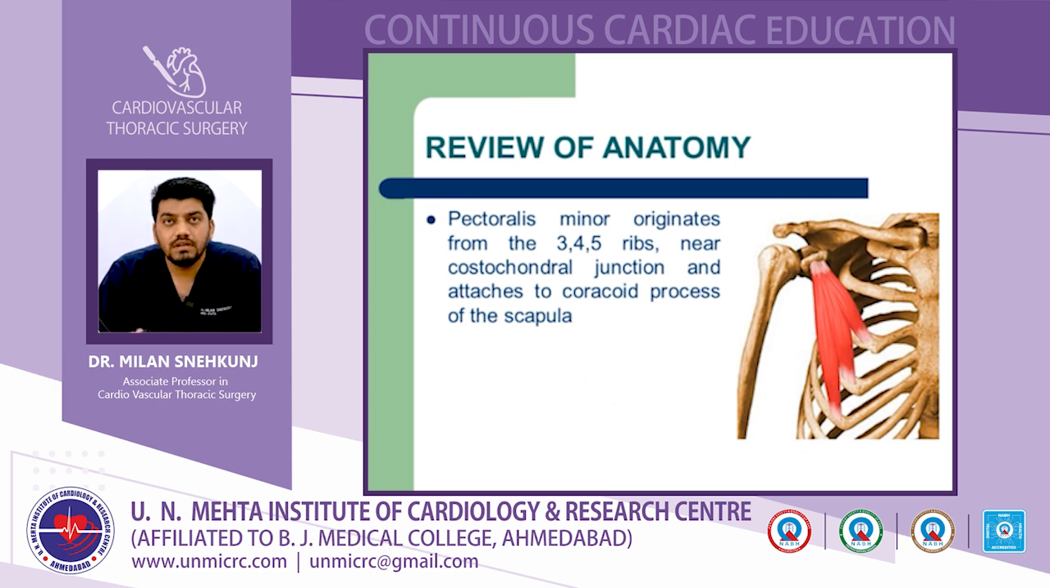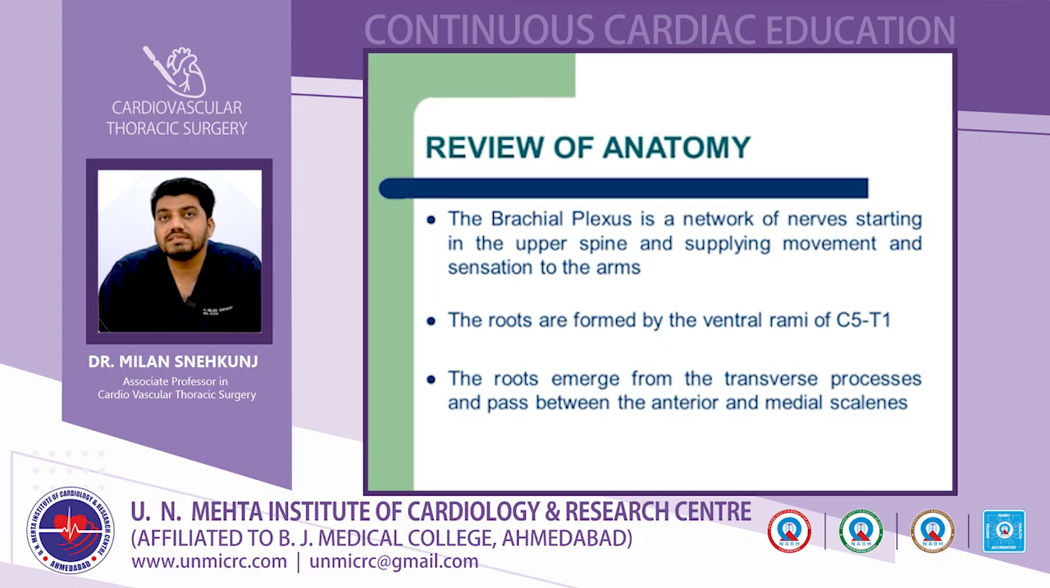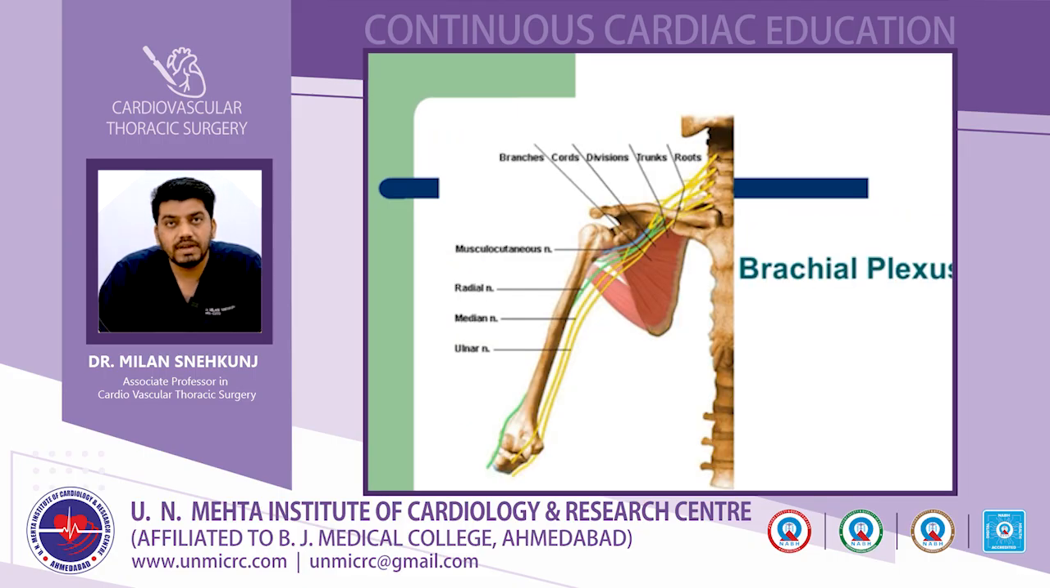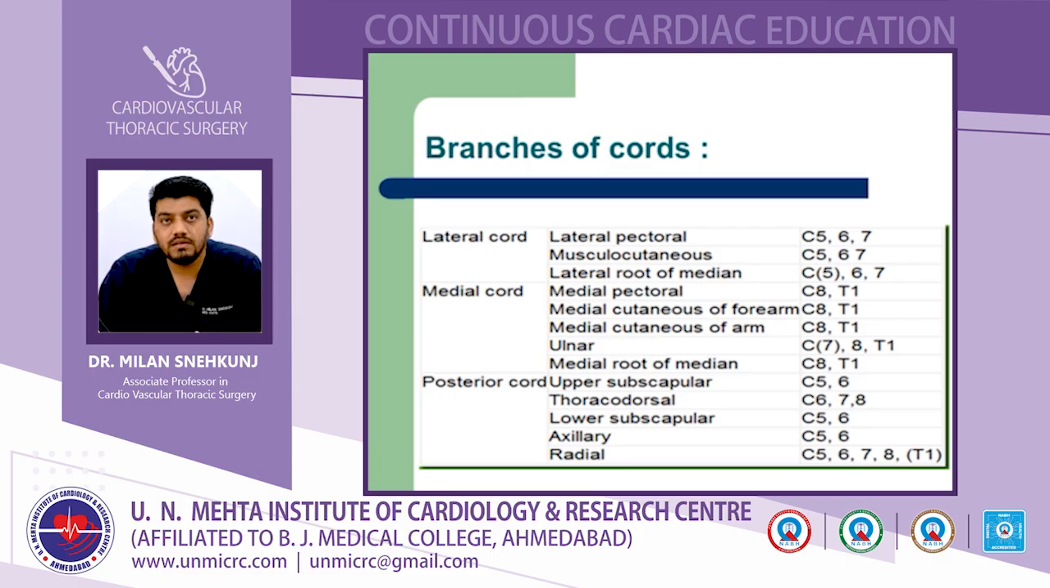Pectoralis minor muscle originates from the third, fourth and fifth rib near the costochondral junction and it inserts at the coracoid process of scapula. The brachial plexus is the network of nerves starting in the upper spine and supplying motor and sensory function to the upper extremities. The roots are formed by the ventral rami of C5 to T1. So here is the course of brachial plexus starting from roots, trunks, divisions, cords and branches. There are three cords, lateral, medial and posterior cord, and here is the root value of each nerve.